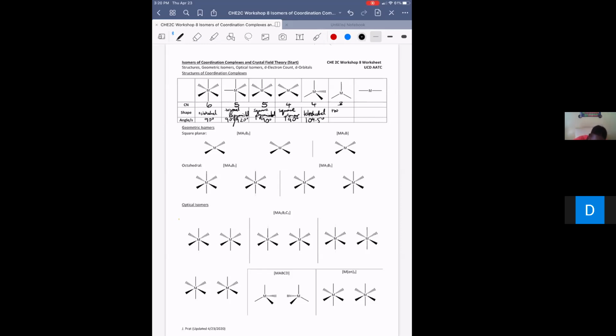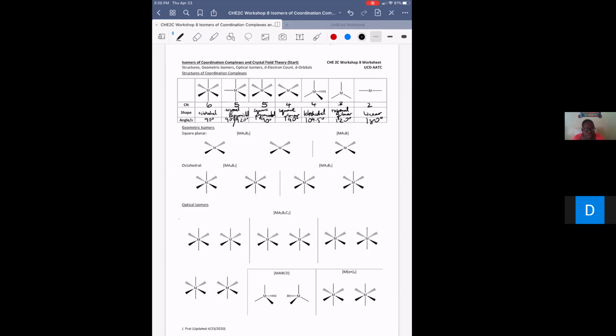So this is trigonal planar, and all of the angles between those ligands are 120 degrees apart. And then we also have a linear species with a coordination number of 2. So this is linear, and we can see that our 2 ligands are 180 degrees apart, right? So those are the general structures of our coordination complexes with coordination number, shape, and angles.